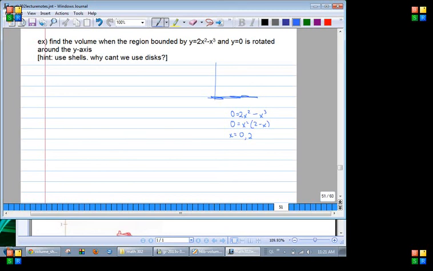So that's very helpful because that tells us that at x equals 0, it just bounces off the axis. So we now know exactly what this graph looks like. It's going to bounce off the axis at x equals 0 and then cross at 2. So now we see exactly which region it is that we're rotating. It's this region.